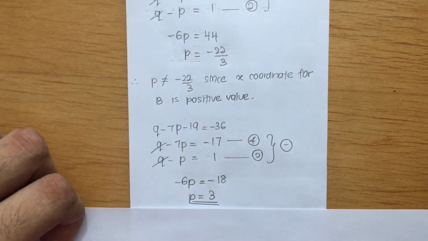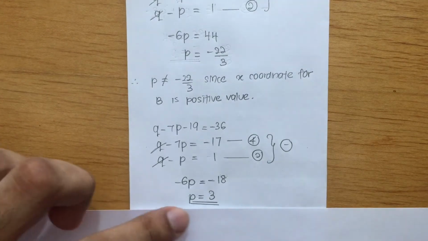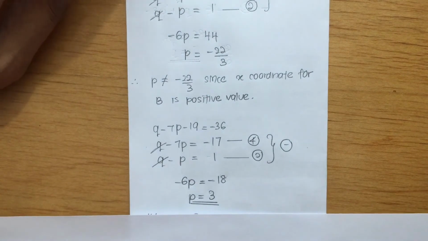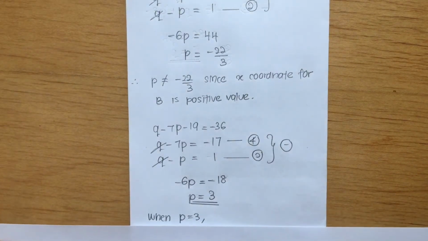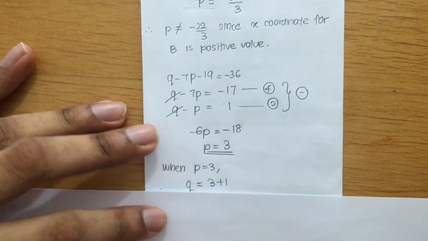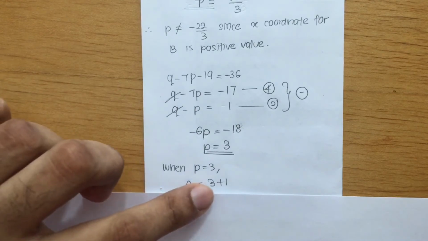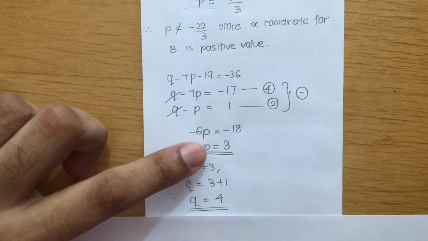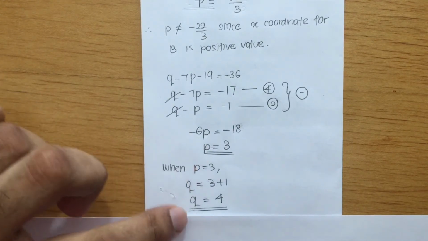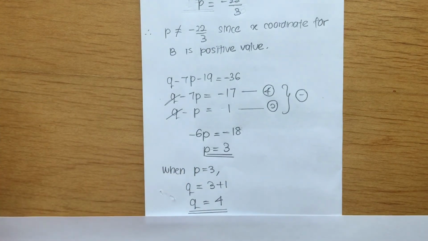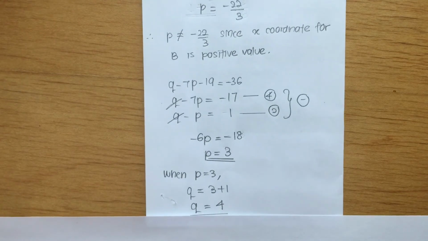So you get your first value, which is p. Once you get your first value, now you can substitute into any equation, guys. So from here, I substitute into the q equals to p plus 1 equation. So when p is equals to 3, q equals to p plus 1, so 3 plus 1. Therefore, you get your q value is 4. So therefore, we have already found our p is equals to 3 and q is equals to 4, guys. Okay, we have already solved question A. Let us proceed to question B now. So please hold on for a moment.